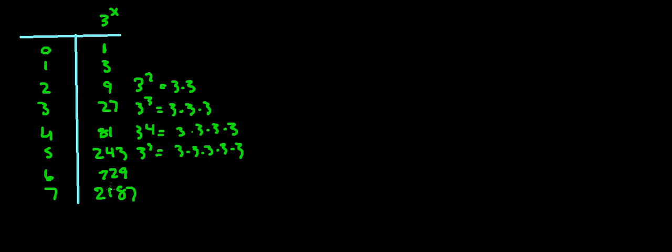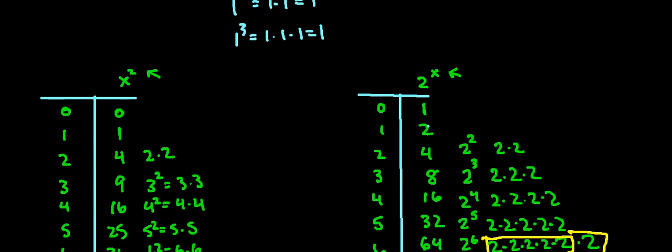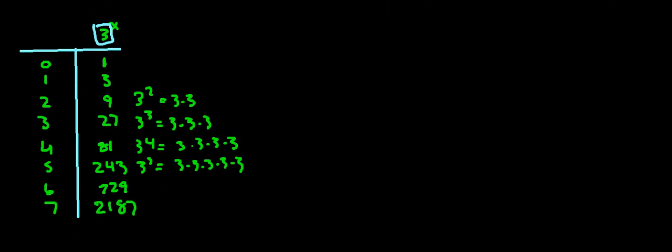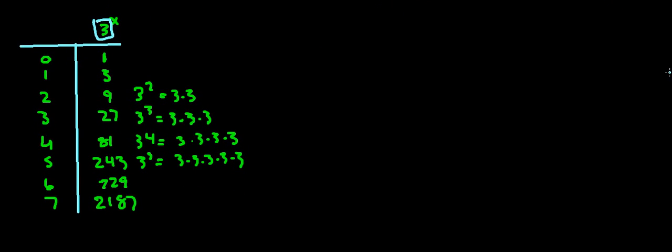So now we can draw the conclusion that the rate at which this function is increasing is dependent on the base. In this example up here, we doubled every time we increased x by 1. In this example, we tripled every time we increased x by 1. So that's really what exponential functions are all about. We're going to be increasing by the rate of the base.